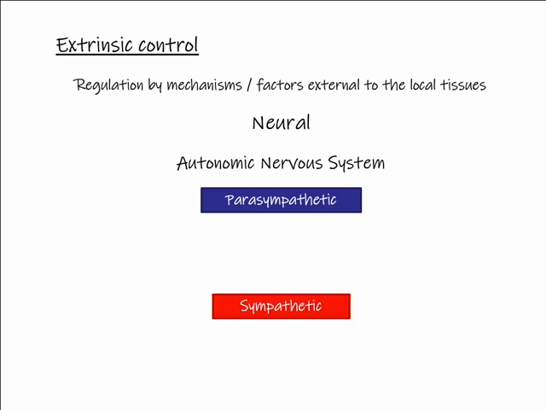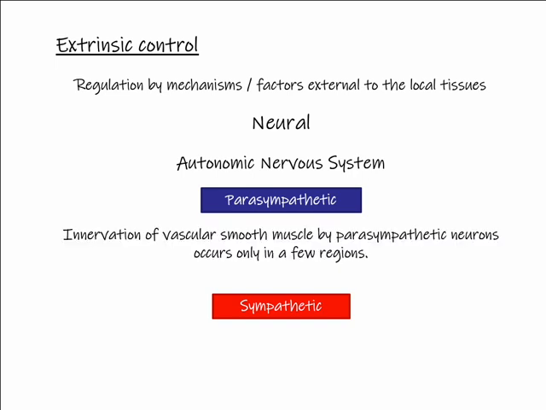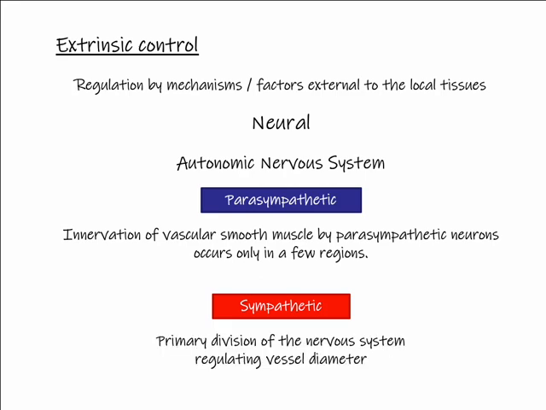Now, as it comes to regulating blood flow to specific tissue beds in general, or with regards to regulating blood pressure, the parasympathetic system actually has very little impact on this. There are a few areas in the body where parasympathetic does play the primary role in affecting blood flow, but for right now we can say that those effects are negligible, and we're really going to be focusing on the effects of the sympathetic nervous system. So the sympathetic nervous system is the primary division of the nervous system that's going to help us regulate vessel diameter in the context of this extrinsic control.